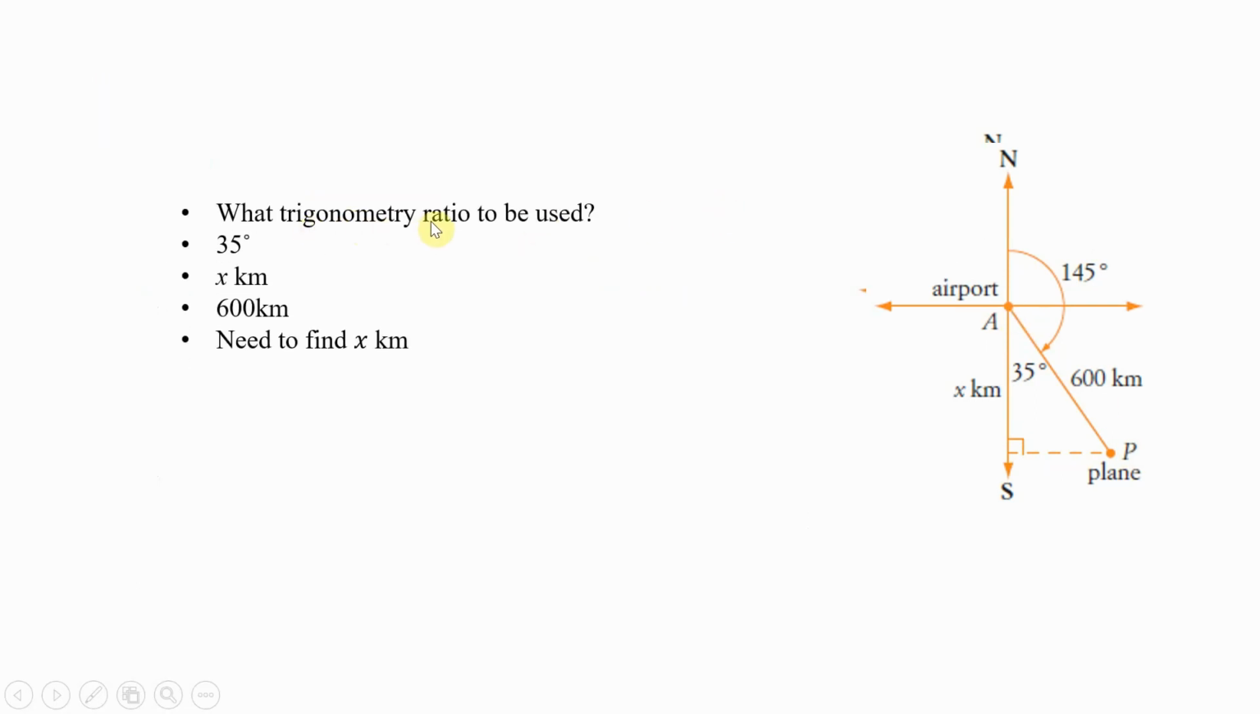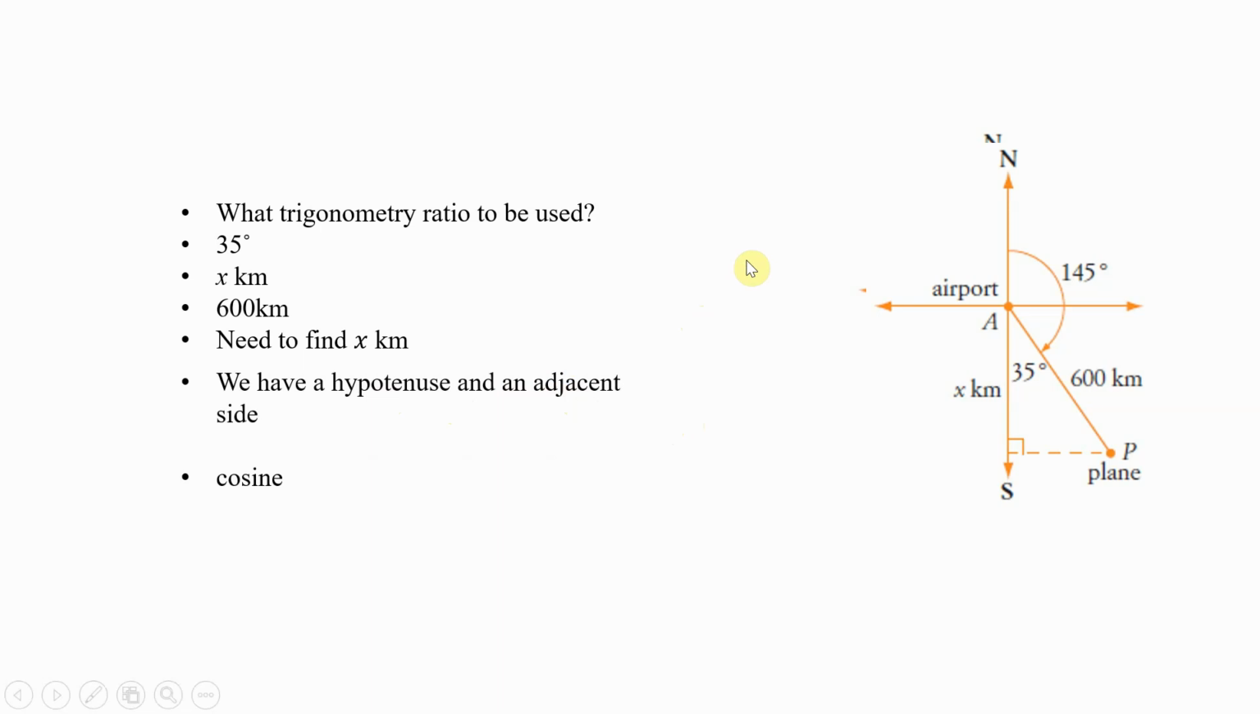Question is, what ratio should we use? Since we have this angle here and we need to find that side there, and we have a hypotenuse, so it's a ratio with hypotenuse in it. Now compared to this angle here, this side is the adjacent side. So we have a hypotenuse and an adjacent. And there's only one trig ratio that has both of those. And that's cosine, or cos.